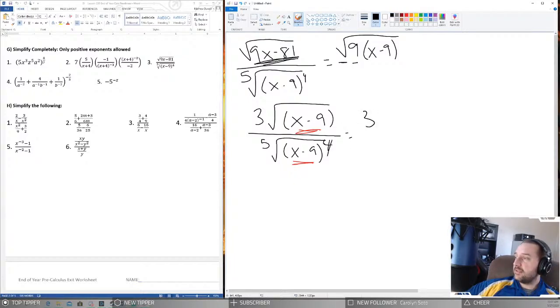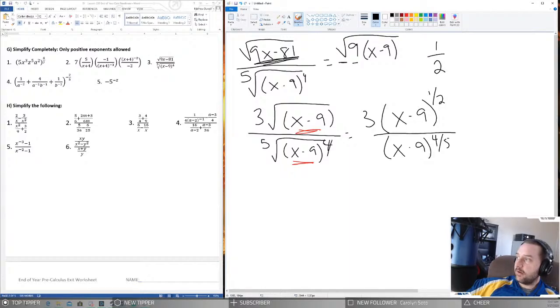So I'm going to rewrite this as 3 times x minus 9 to the 1/2 over, and this would be x minus 9 to the 4/5. So that means that the bases are the same, subtract the exponents. So I want to know what 1/2 minus 4/5 is. So I have to find the common denominator.